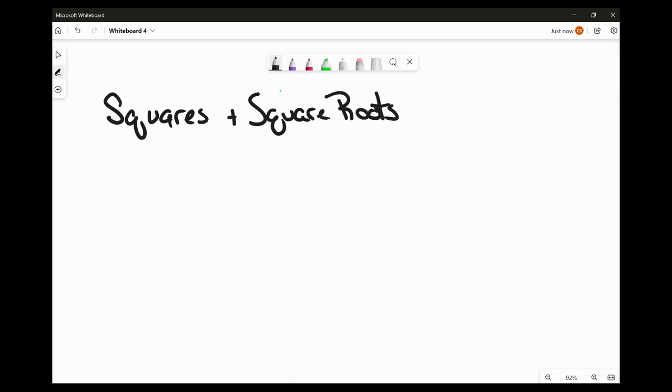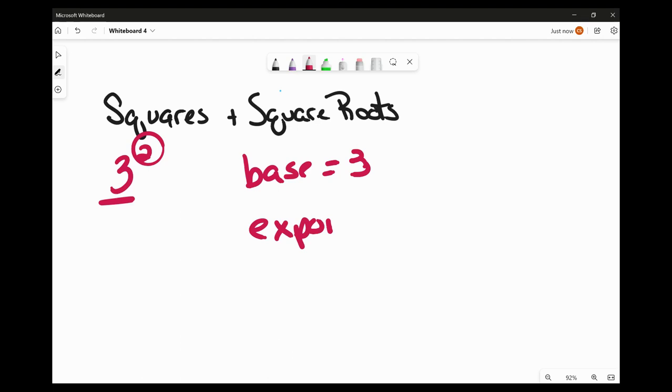Okay, guys, today we're going to talk about basic squares and square roots. So we'll start with doing a square of a number. For instance, we have 3 squared. When we have an exponent like this, we always have to remember there's a base and an exponent. The base is the large number. In this case, the base is 3, and the exponent would be 2. The exponent's a little number on top, so the exponent is 2.